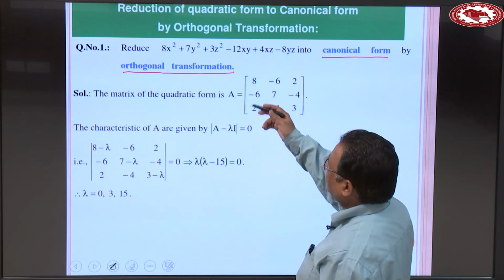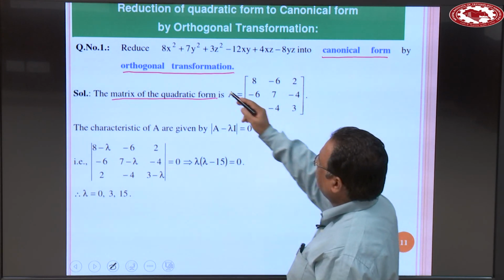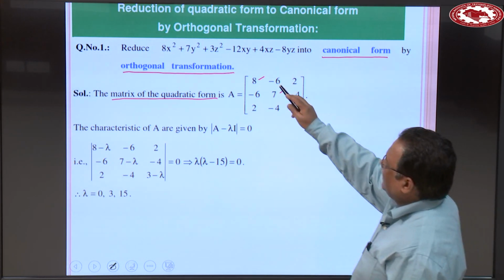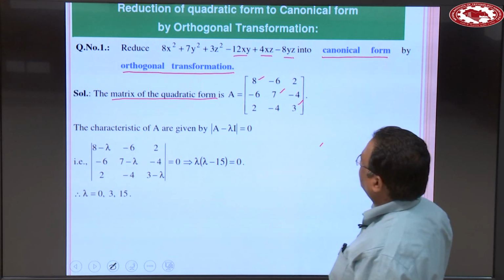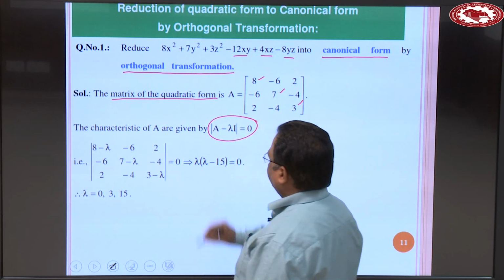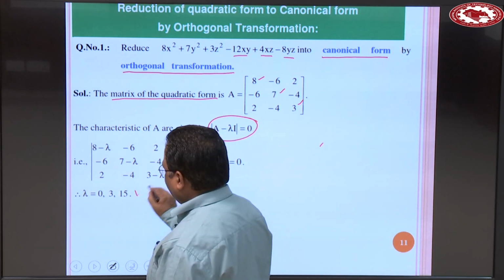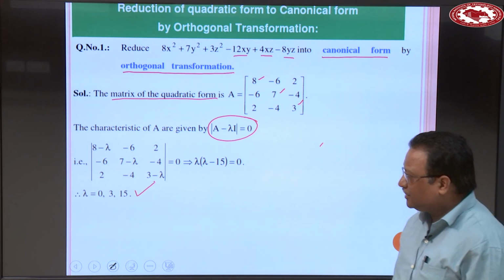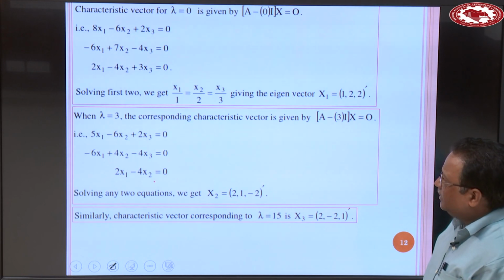So let us suppose, write the matrix of the quadratic form, that can be written as 8 7 3, 8 7 3, okay, and then minus 6 6 2 2 and minus 4 4. Okay. Then write the characteristic equation, determinant of A minus lambda I is equal to 0, and when you solve you will get lambda is equal to 0, 3, 15. These are the eigenvalues of the given problem, 0 3 15, clear. So reduce this quadratic form by orthogonal transformation.